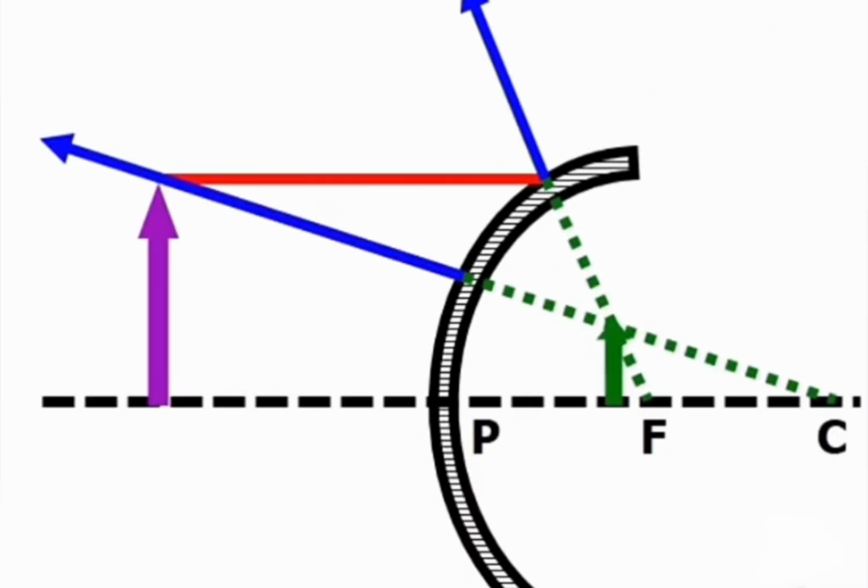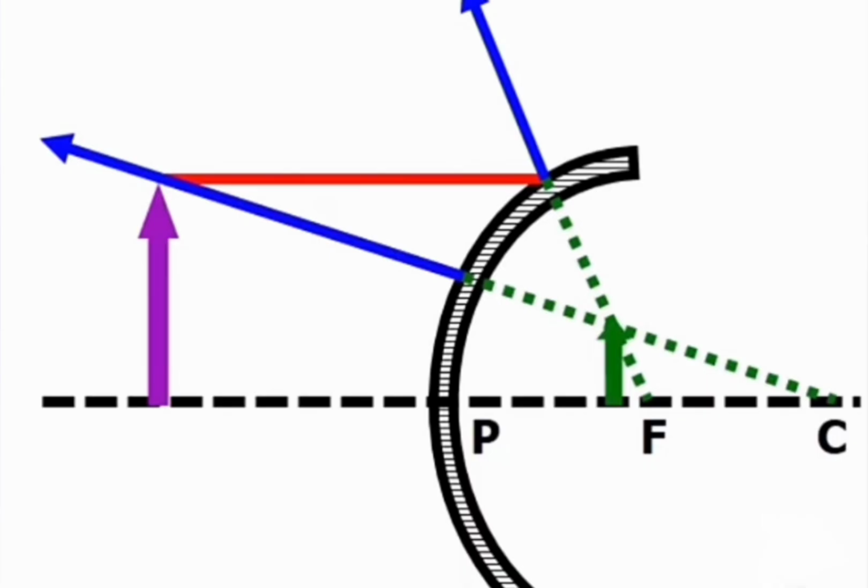Now let's understand the second ray diagram of convex mirror. In this diagram, we are using two rules, first rule and third rule. First recall first rule. A ray of light parallel to the principal axis after reflection appears to pass through the focus behind the mirror. Third rule, a ray of light directed towards the center of curvature after reflection appears to pass back along the same path. I hope you understand first rule and third rule.